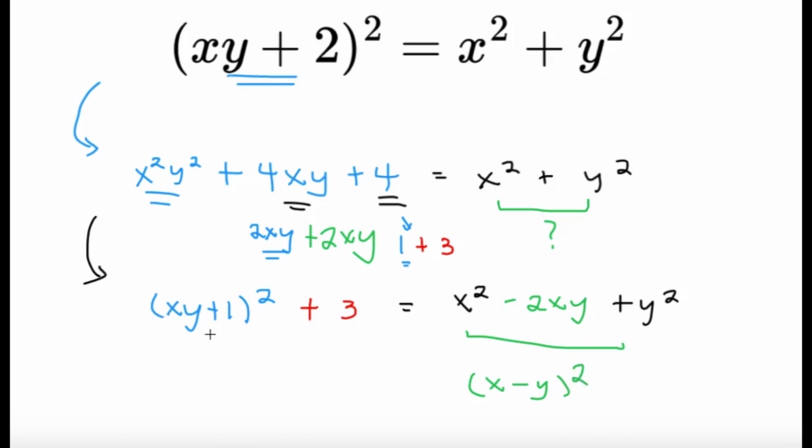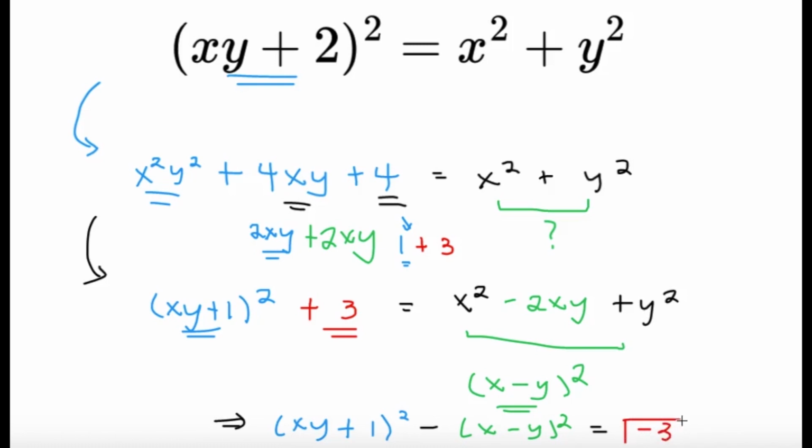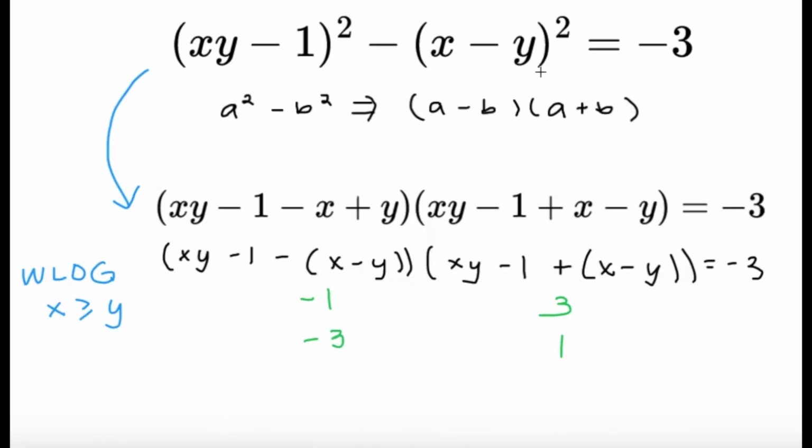Now we have a square here and another square here, so we can rearrange the terms and put the 3 on the other side. We end up with (xy + 1)² − (x − y)² = −3. This is nice because we have a constant on the right-hand side, and we can factor the left-hand side since this is a difference of two squares.